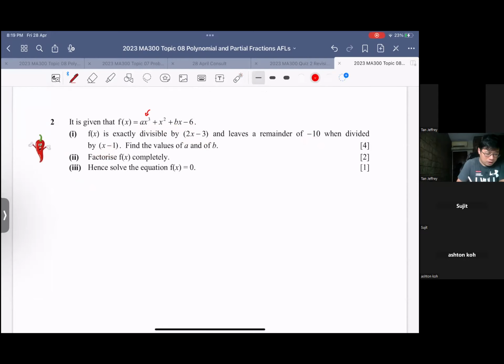So for this one, you substitute x equals 3 over 2, and f of 3 over 2 would be equal to 0. For this one, you substitute x equals 1, then f of 1 will be equal to negative 10. Actually, it's just simultaneous equations. Quite chill. So this is the part for the remainder of negative 10 when divided by x minus 1.